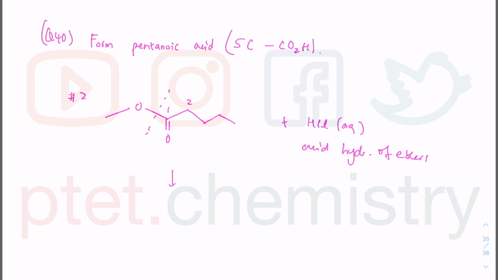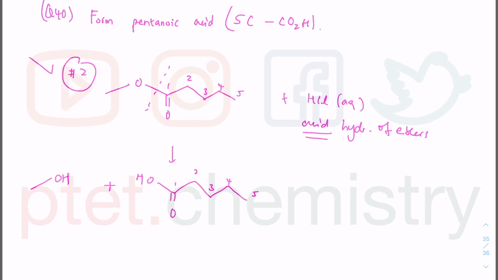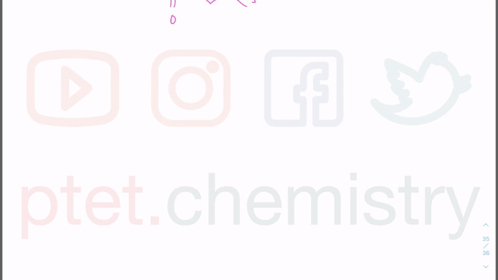And guess what? You have 1, 2, 3, 4, 5. You're going to get carboxylic acid as a product because you are in acidic condition for your hydrolysis. Your other product being methanol. This is called methyl pentanoate because you name the ester from the alcohol bit first. Methyl pentanoate, you get methanol and you get pentanoic acid. So number 2 will give you pentanoic acid upon acid hydrolysis of the ester.